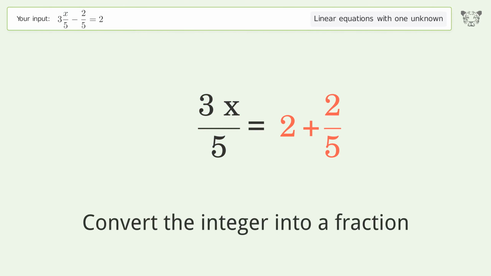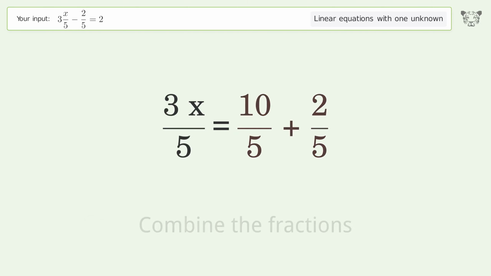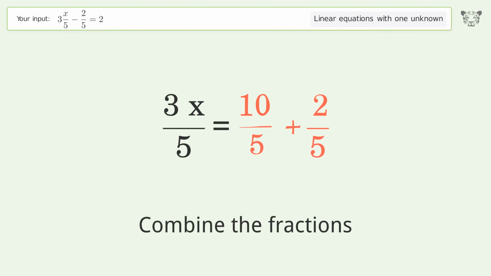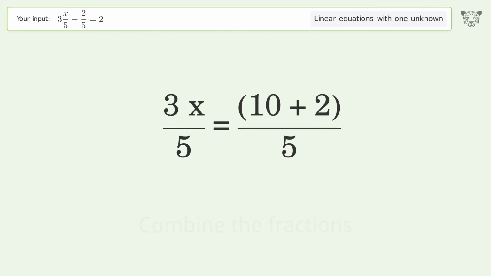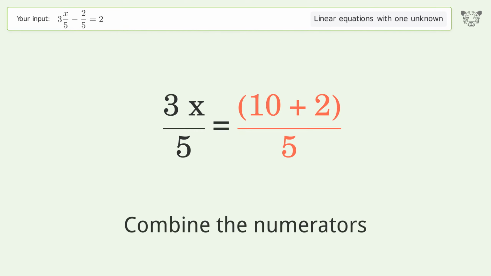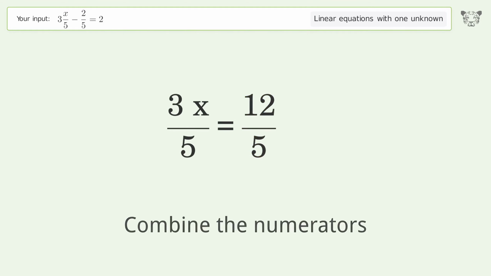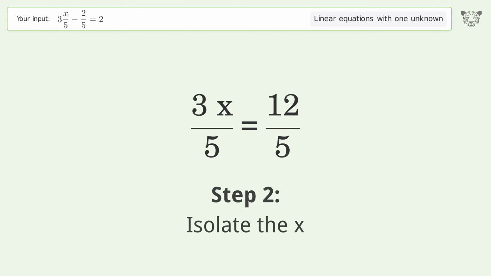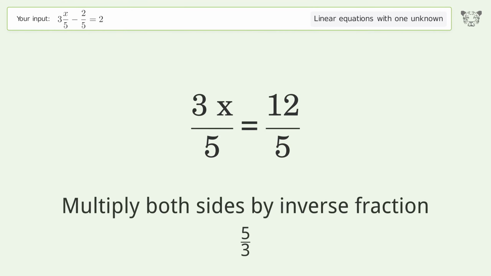Convert the integer into a fraction. Combine the fractions. Combine the numerators. Isolate the x. Multiply both sides by inverse fraction 5/3.